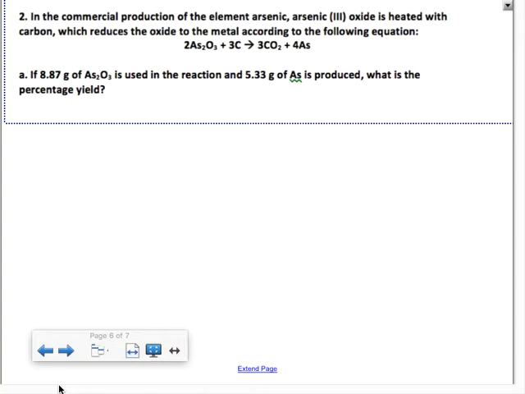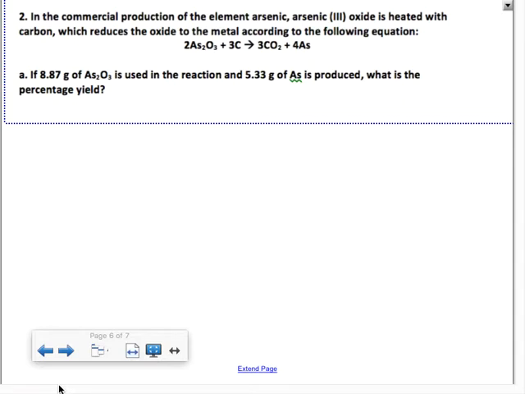In the commercial production of arsenic, arsenic oxide is heated with carbon, which reduces the oxide to the metal according to the following equation. If I have 8.87 grams of arsenic oxide used in the reaction and 5.33 grams of arsenic is produced, what's the percent yield? Now this one, we're going to take it up a step. I'm going to start with my As2O3, and I'm going to go to As.